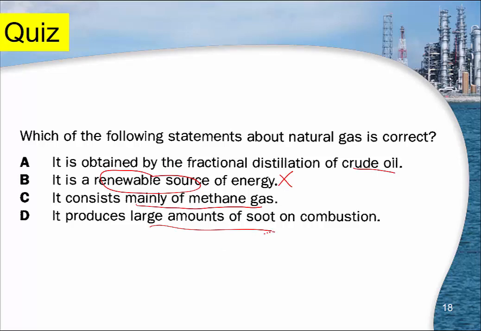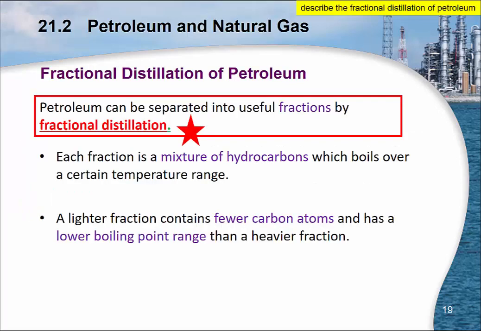Actually, we haven't learned that, but methane is the smallest molecule, so it is less likely to produce soot. So the answer is actually C. Mainly methane, as we learned just now. Other than methane, which makes up maybe 70 to 90% of natural gas, the other gases could be ethane, propane, and so on, the other alkane family.